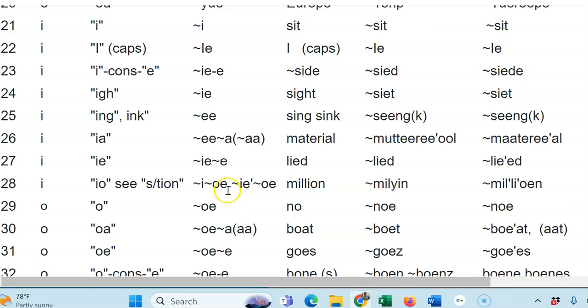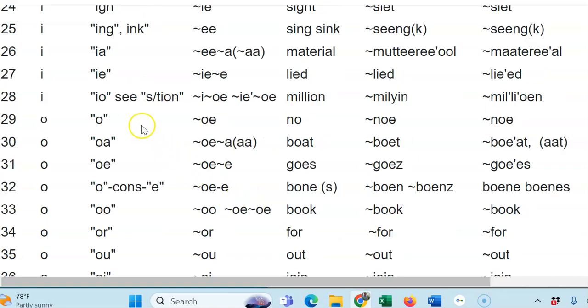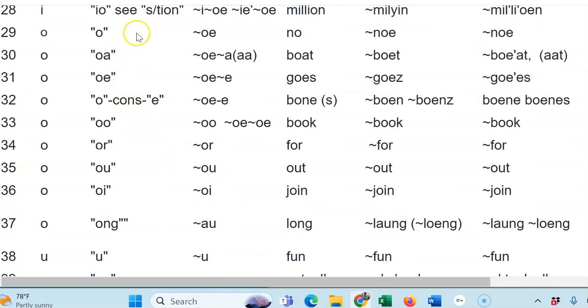So it's IO, IO or IO. And letter O we're up to, and that is an easy one. That's always pronounced long O. OA is OA, so boat becomes boat. OE becomes OE, as in goes becomes goes. And the letter E at the end, silent E, previous to a consonant, and O is OE.